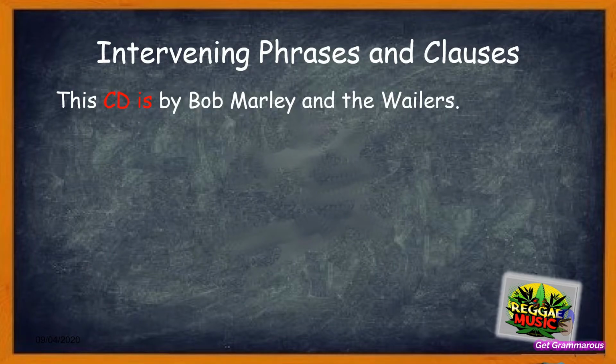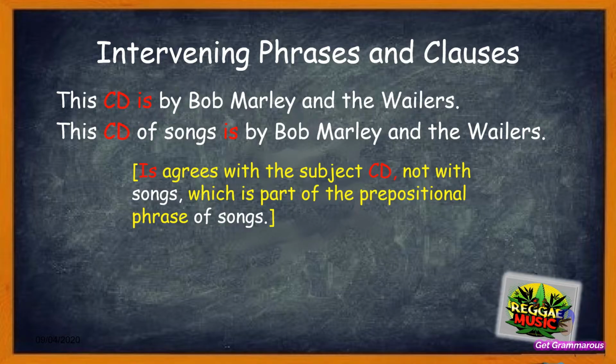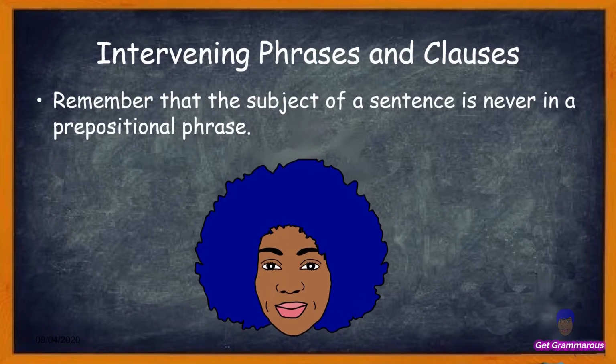Let's look at the sentences closely. This CD is by Bob Marley and the Wailers. This CD of songs is by Bob Marley and the Wailers. Is agrees with the subject CD, not with songs, which is part of the prepositional phrase of songs. Remember that the subject of a sentence is never in a prepositional phrase.